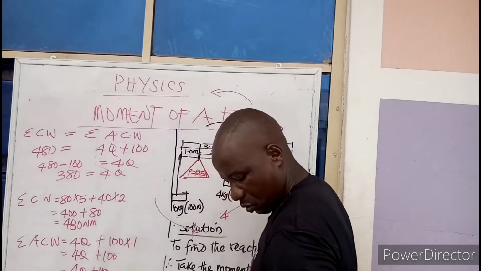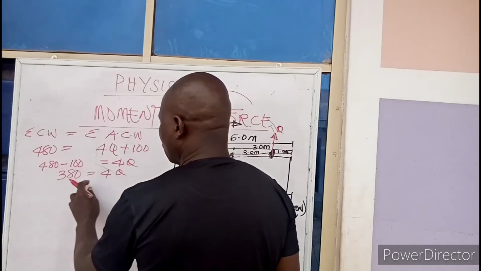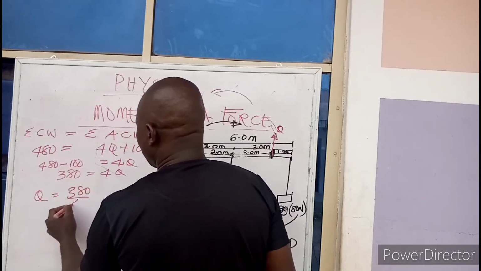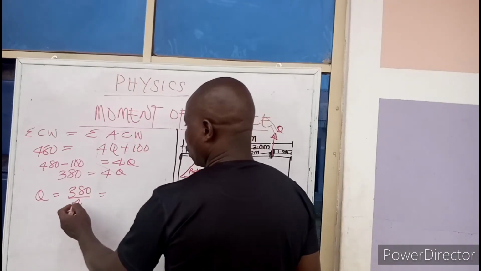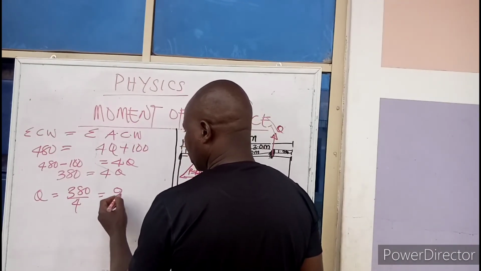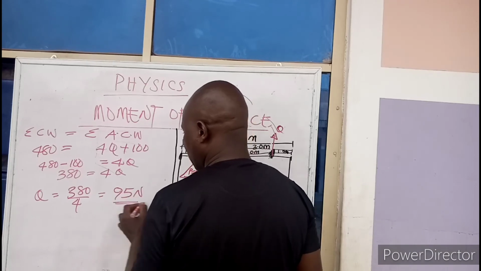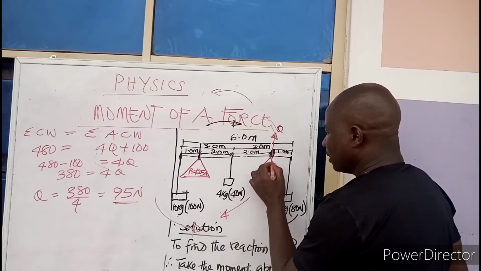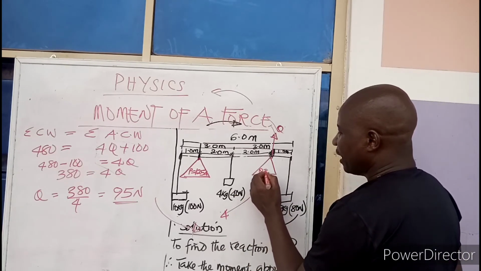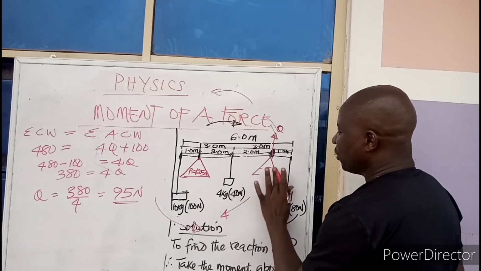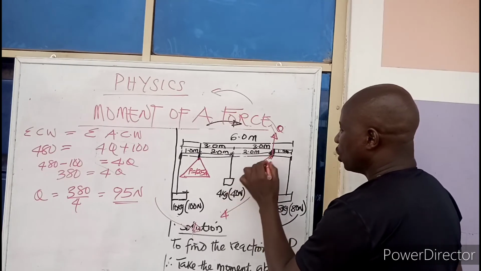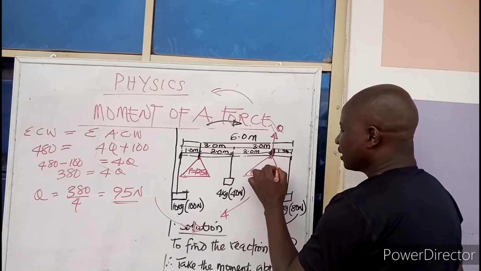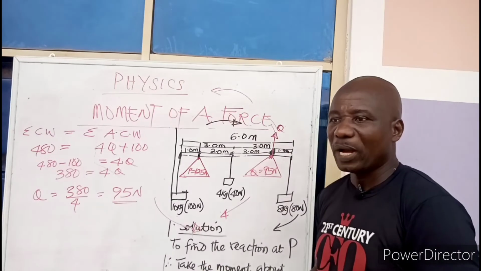We are looking for Q. So 4Q is equal to 380. Q now is going to be 380 divided by 4, which is equal to 95 Newton, class. That is 95 Newton. So it means this man is providing 95 Newton. That is our Q. Our Q here is 95.